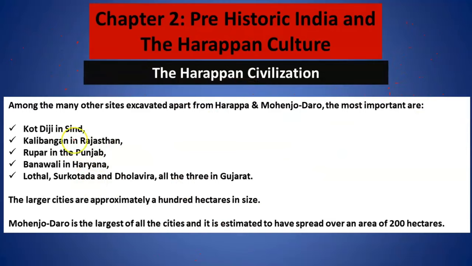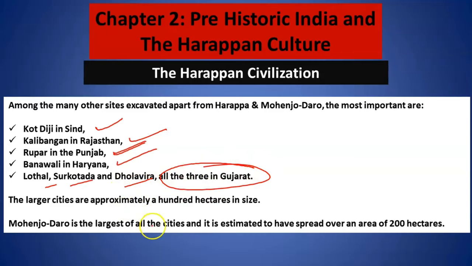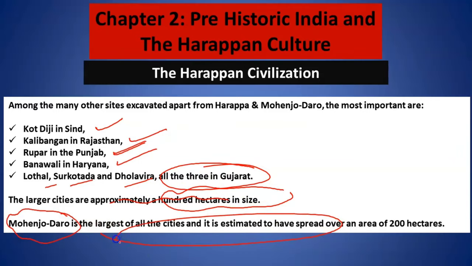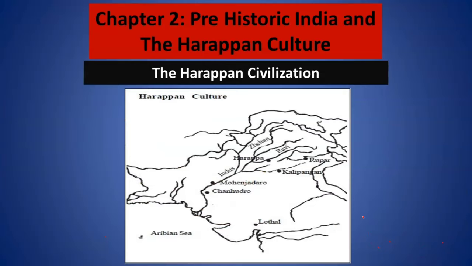Now, these are the other sites which were excavated apart from Harappa and Mohenjo-daro: Kodhiji in Sindh, Kalibangan in Rajasthan, Ropar in Punjab, Banwali in Haryana, and Lothal, Surkotada and Dholavira, all three in Gujarat. The larger cities are approximately a few hundred acres in size. Mohenjo-daro is the largest city, with an area of about 200 acres. I hope this is very simple and we can proceed further.